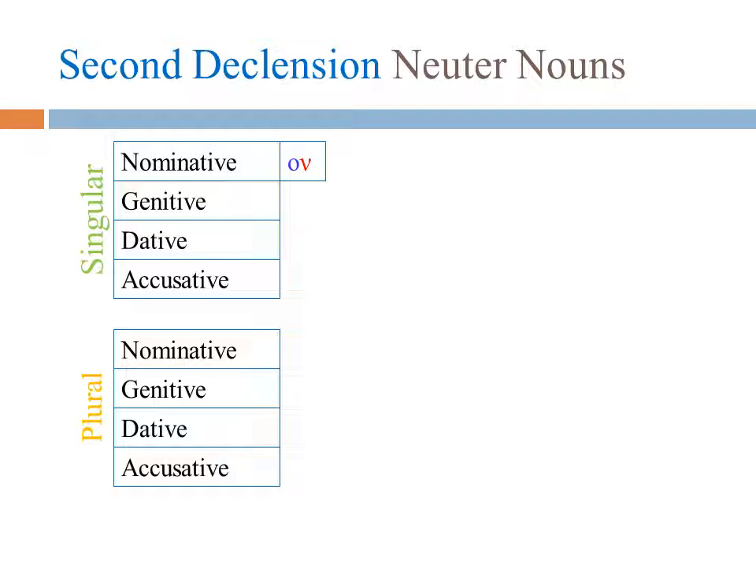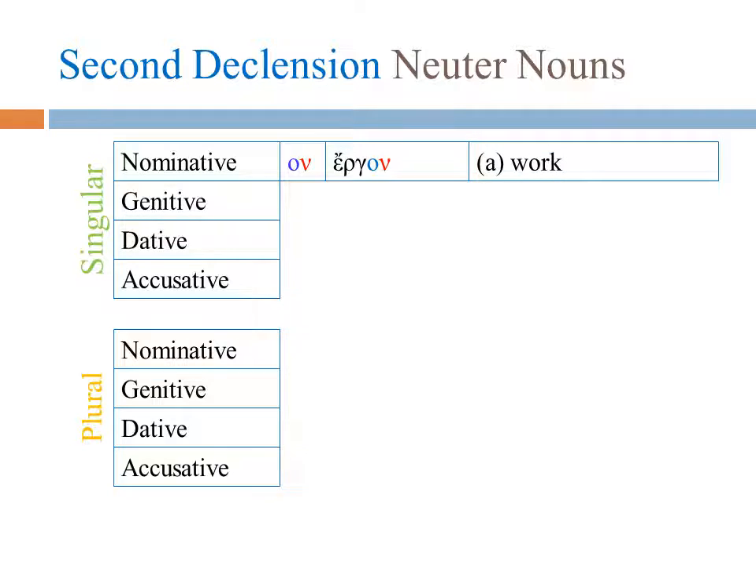The neuter ending is nu or no ending at all. In this case that we're looking at, we're going to look at it with nu as an ending, and that's usually the ending for nouns. And the word that we're going to be using is ergon, which means work, and this is the subject of this sentence, ergon.